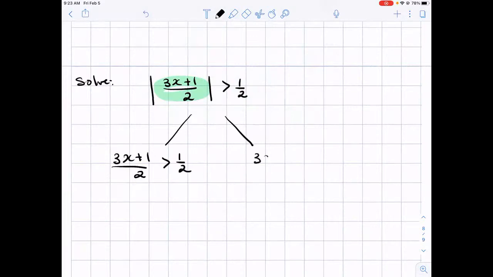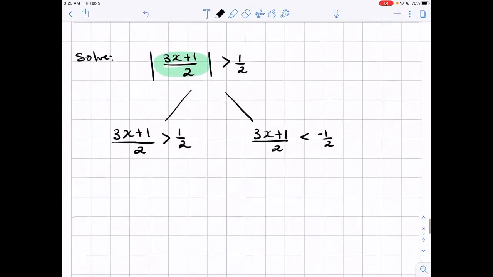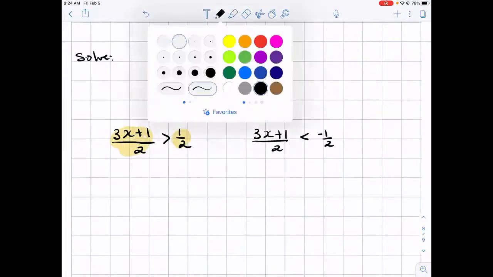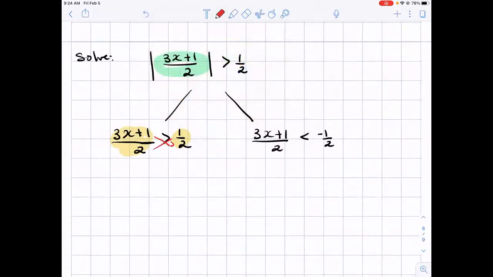And we have (3x plus 1), everything over 2, is less than negative 1/2. Now, you could get rid of the fractions by finding a common denominator and multiplying both sides, which is what we have learned. Or alternatively, since you have only two terms separated by an equal or an inequality sign, we can cross multiply.